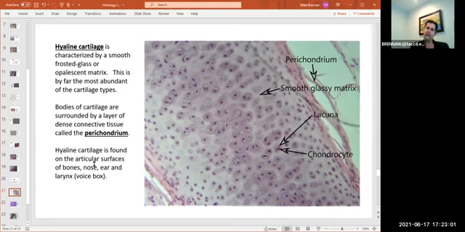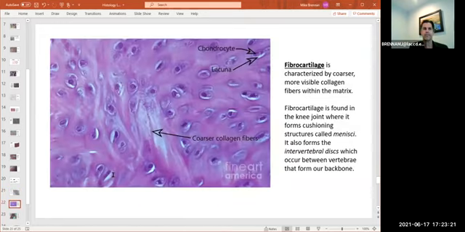So where do you find hyaline cartilage? Articular surfaces of bones where one bone meshes with another bone. We find it forming the cartilage plates of the nose, the ear, and the larynx, the voice box. Also, it holds open the air passages of the windpipe, the trachea, and some in the lungs.